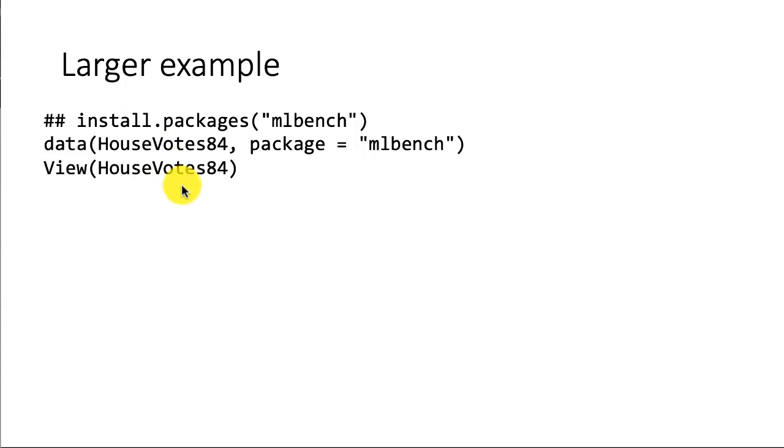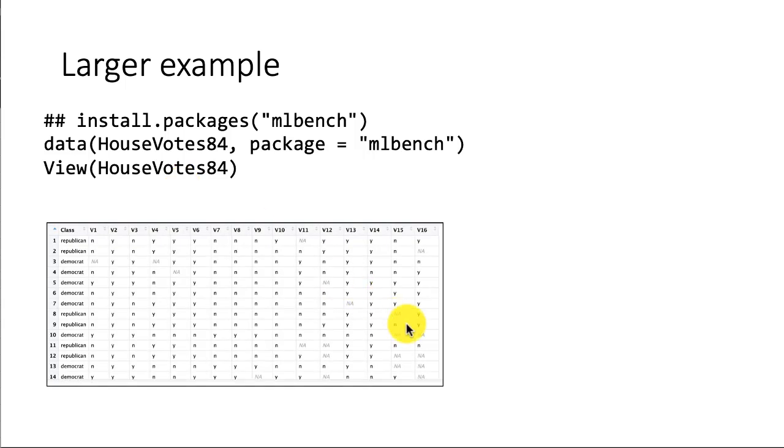You can do view House Votes 84. This is what it looks like. The first column has the party of the person, which is our target attribute, Republican or Democratic, and these are all the various issues. There are 16 issues, V1 to V16. For each issue, you know what the issue was. If you go to the description of V1, we'll see what this was about, and what the vote was that the person had, yes or no, on that particular issue.